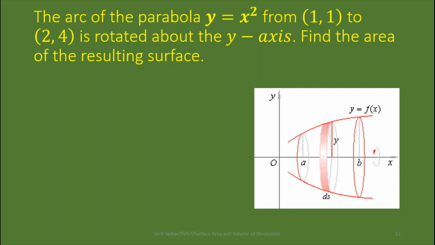Next question: the arc of the parabola y equals x square from (1, 1) to (2, 4) is rotated about the y-axis. Find the area of the resulting surface. So this one also you can work out yourself.